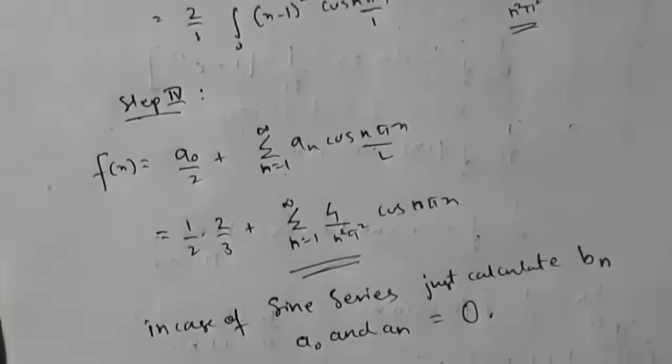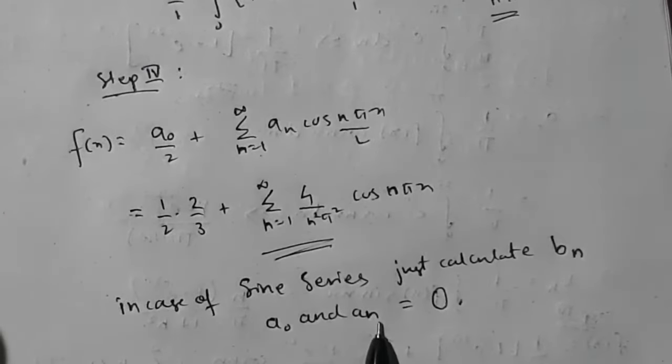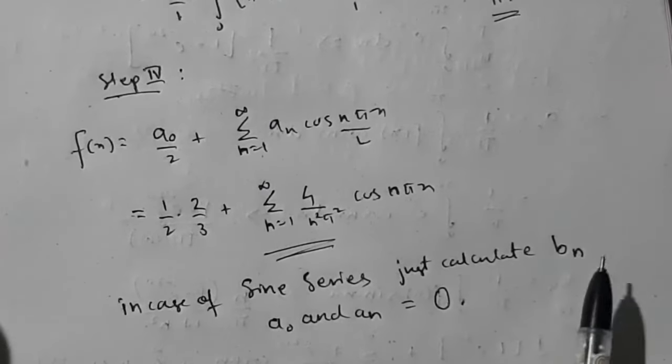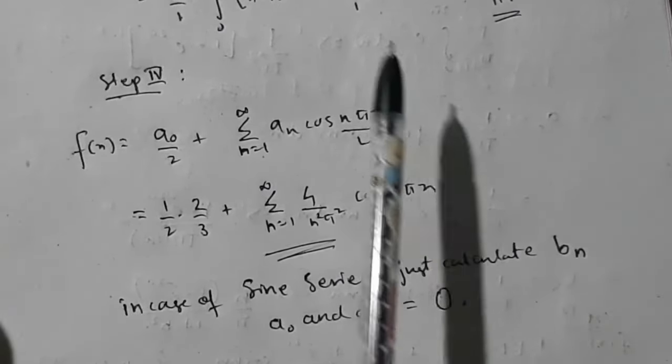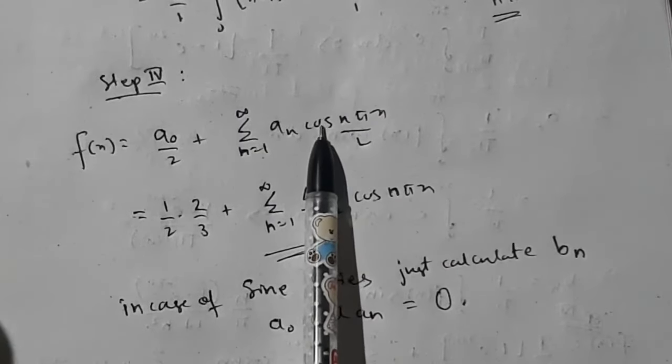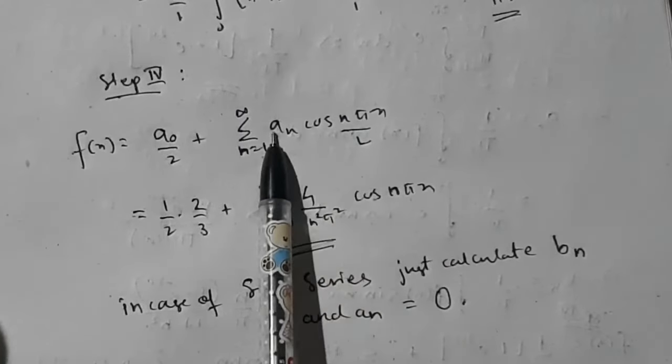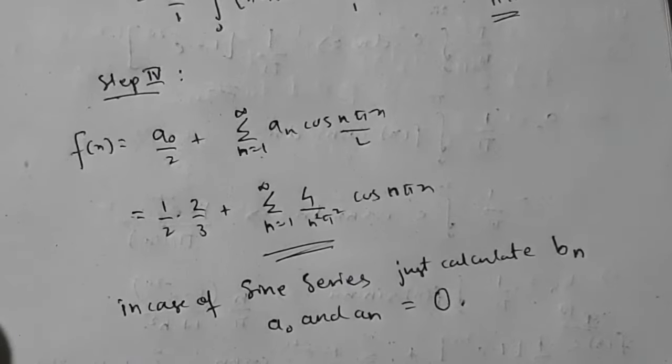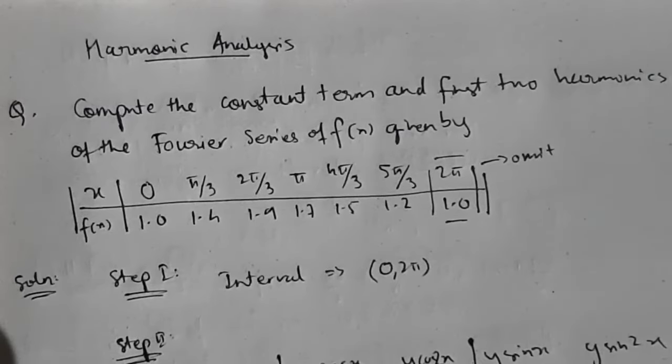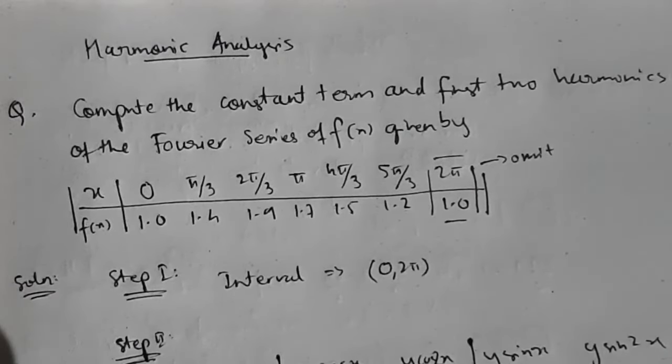Okay, if they give sine, you need not find a naught and an, just calculate bn. For bn also that same formula only will be there, just here sine will be there. Okay, that's the only difference, and here bn will be there. All right, harmonic analysis is the last topic in this module, and it is just a 3 step process. You need to just remember the process.